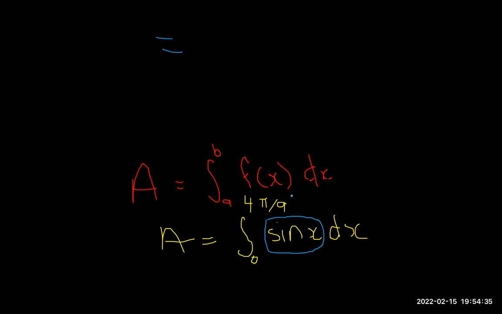What's the integral of sine x? Anybody? Okay. Oh, they remember I said my exam already, huh? I already know this. Minus cos x is the integral of sine x. Then you put your bracket. Upper limit is 4 pi on 9. Lower limit is 0. And all you're doing is substituting the values into this, get your answer.